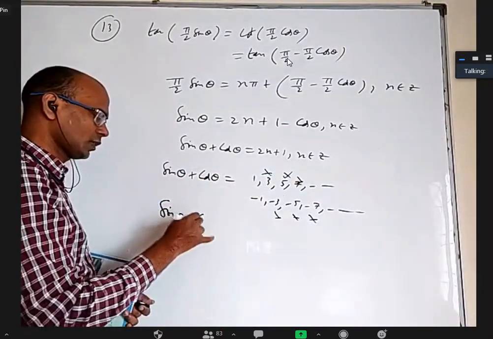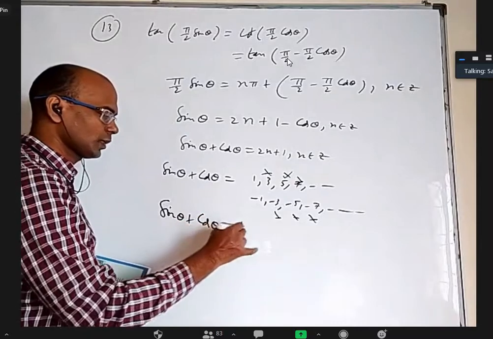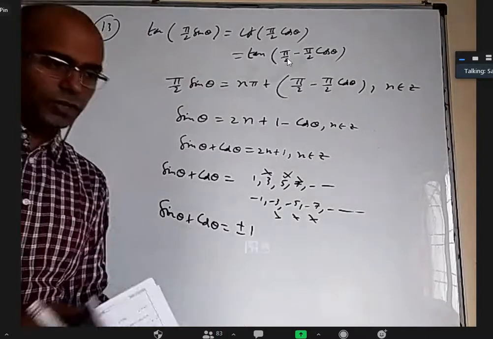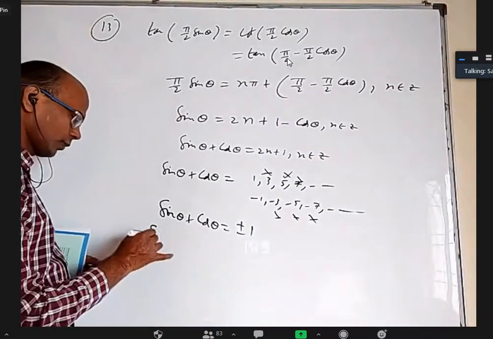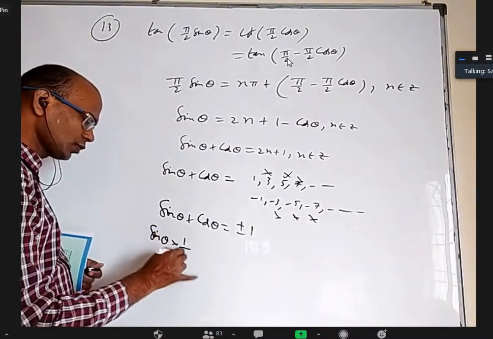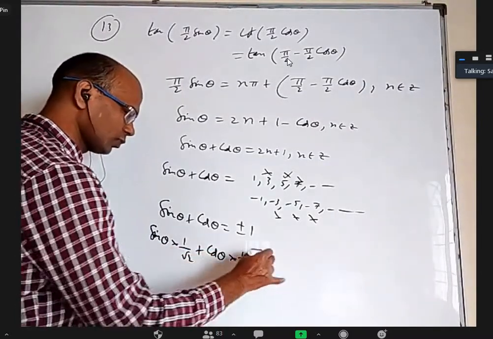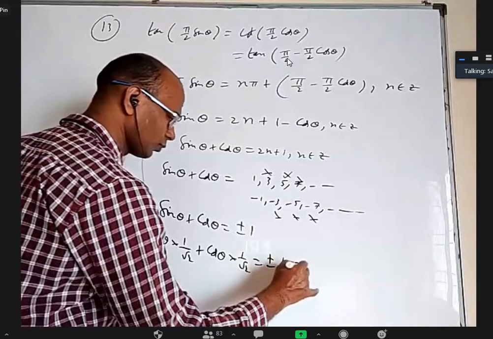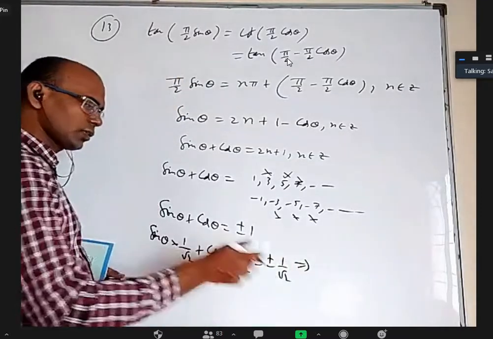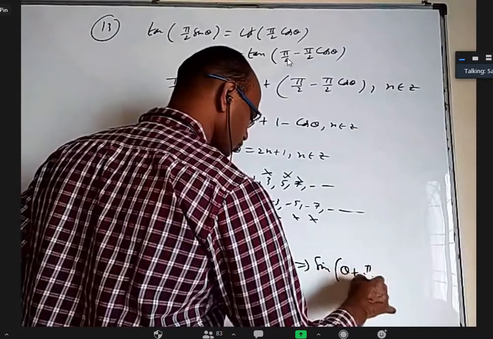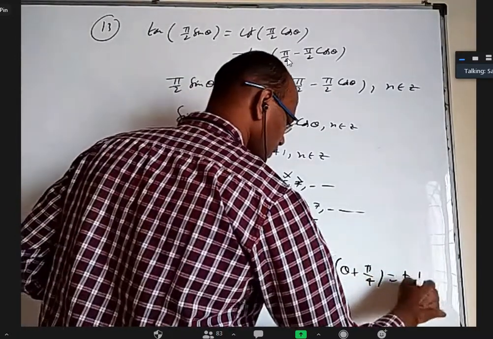So sin theta plus cos theta equal to plus or minus 1. Anyway, they wanted sin of (theta plus pi by 4), so let us divide by root 2. Sin theta into 1 by root 2 plus cos theta into 1 by root 2 equal to plus or minus 1 by root 2. Sin a cos b plus cos a sin b is sin(a plus b). So we'll get sin(theta plus pi by 4) equal to plus or minus 1 by root 2.